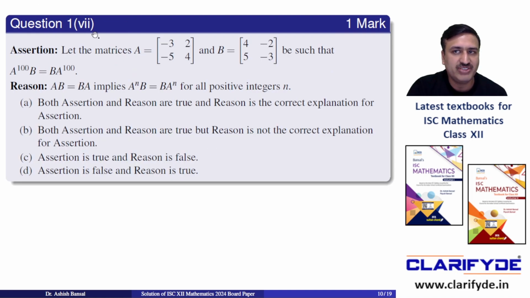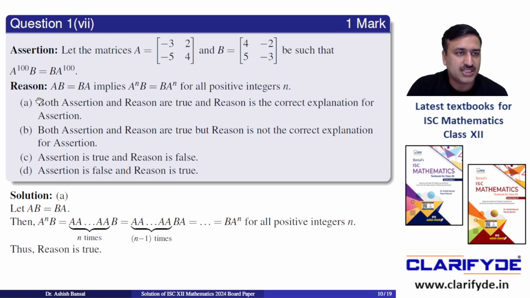Question number seventh part. The assertion is let the matrices A equal to this and B equal to this be such that A raised to power 100 into B equal to B into A raised to power 100. The reason is AB equal to BA implies A raised to power n into B equal to B into A raised to power n for all positive integers, and we have to find which of the following four options is correct. So let us start with the reason first.